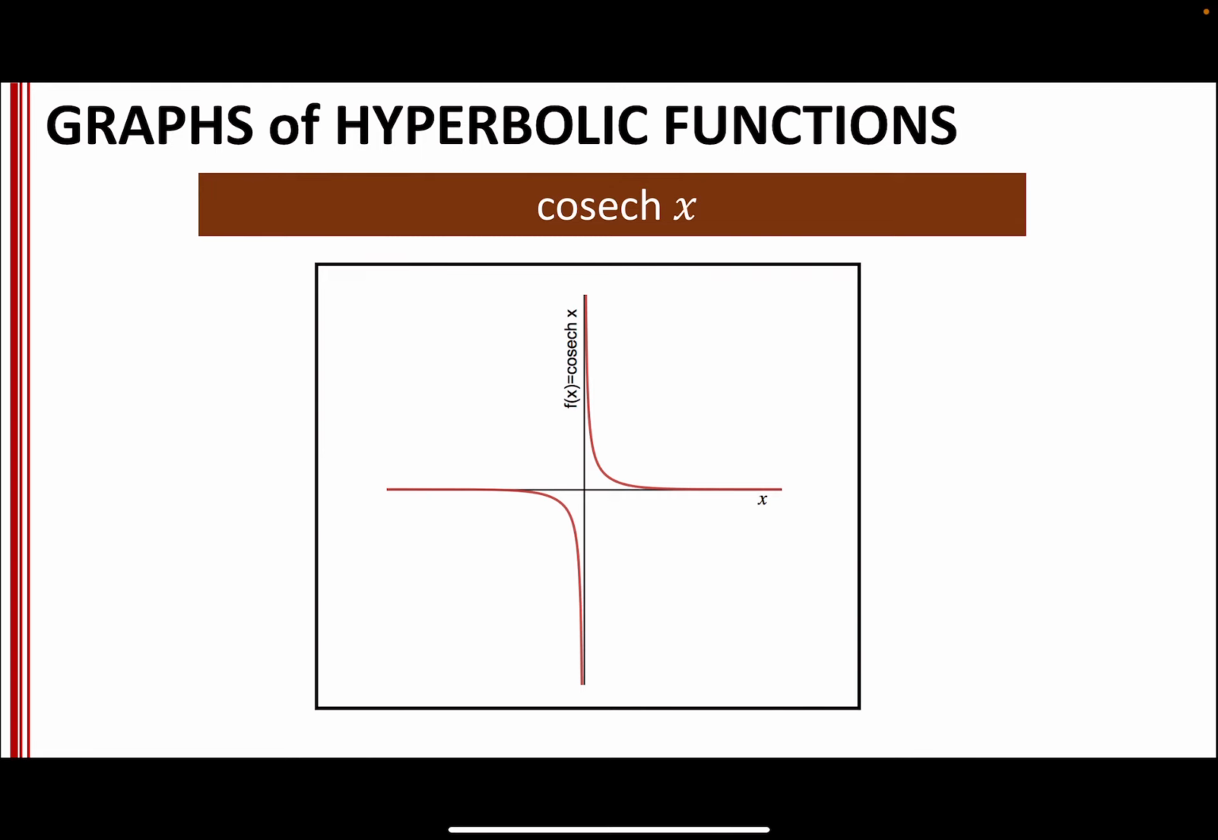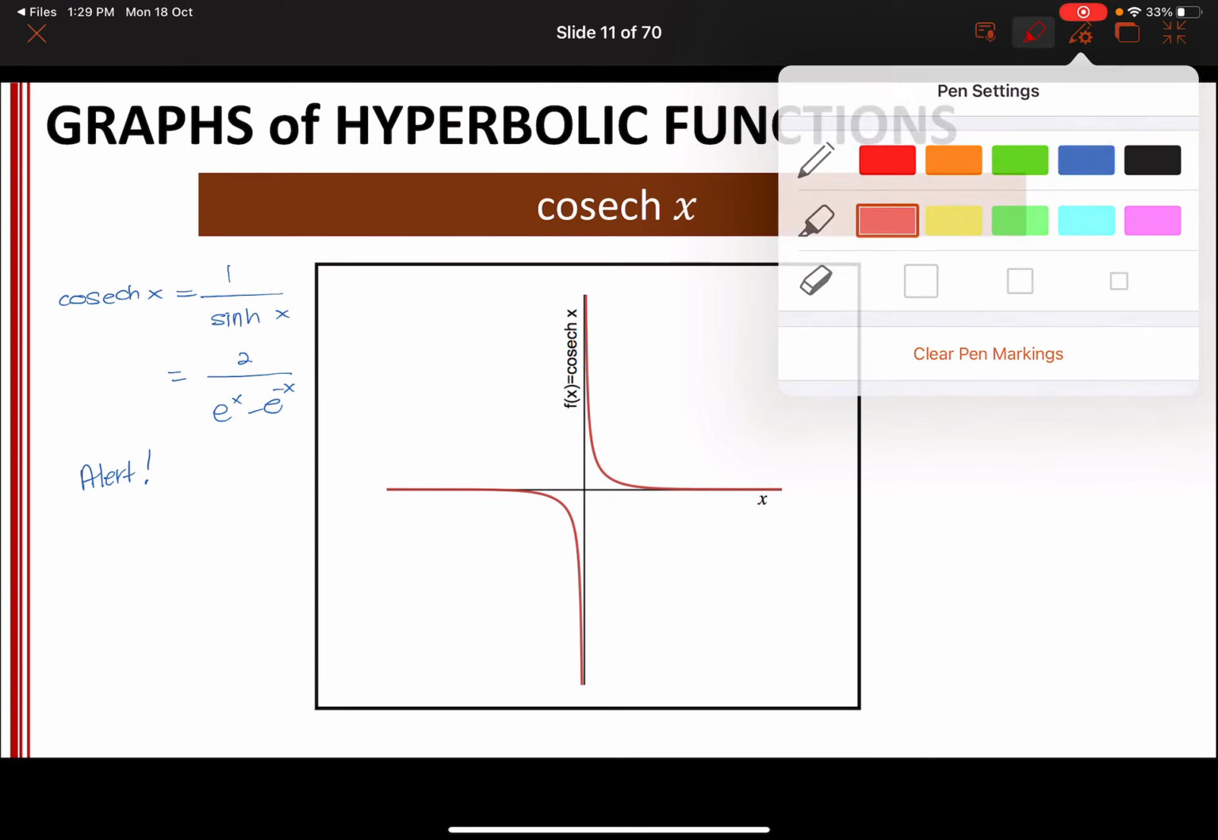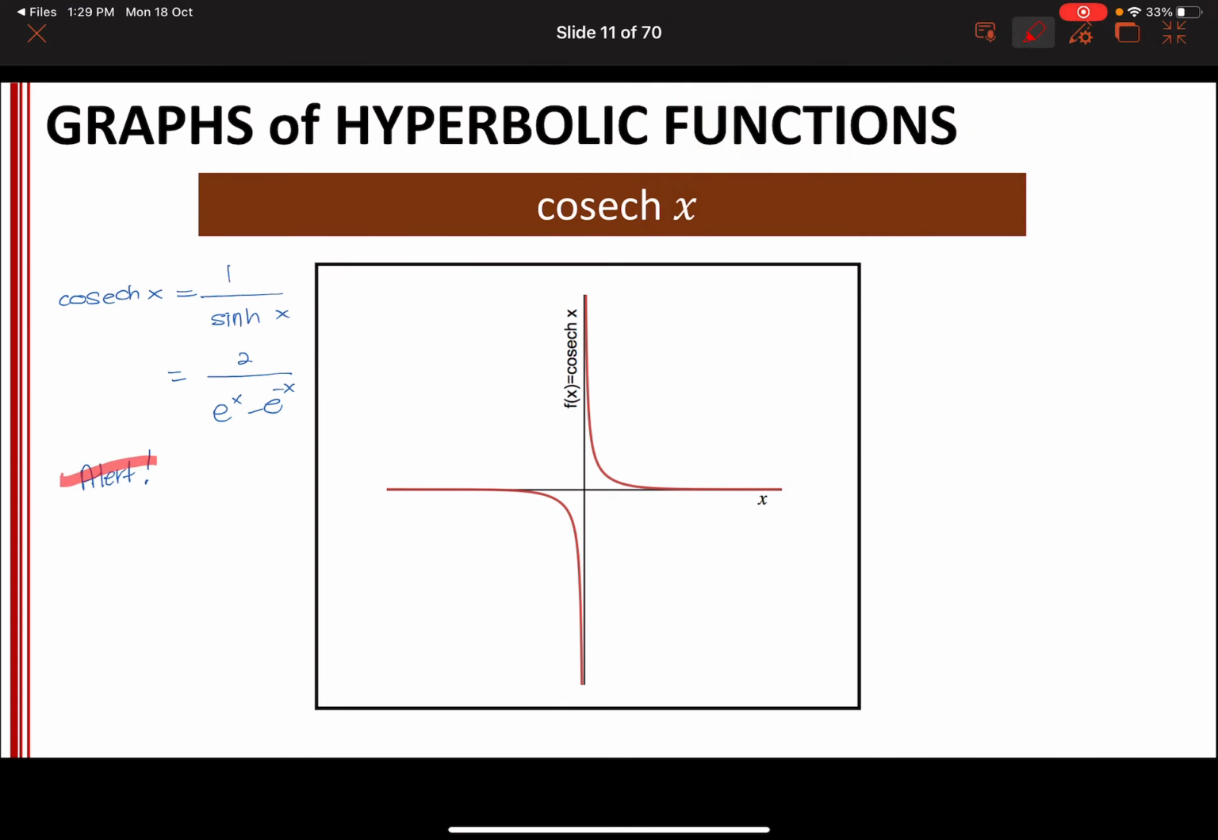Next one is cosecant x. Cosecant x is equal to 1 over sin x. So it is 2 over exponent x minus exponent negative x. Here I want you to be careful. So I have an alert. I will put it in red alert.